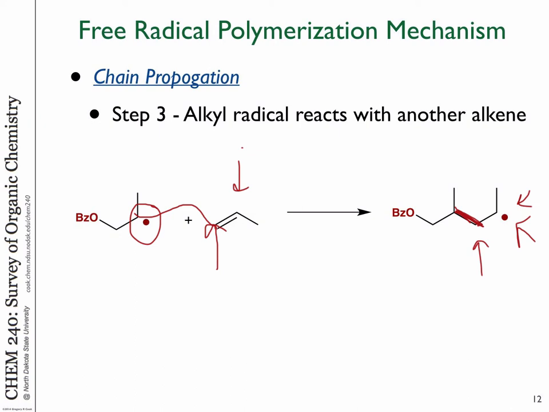As I said, theoretically it could go forever. But there's always practical limits, right? We run out of alkene. We use it all up. Then we have to think about what happens then. There are other ways that can stop this chain reaction. So what is the key aspect of a chain propagation step?